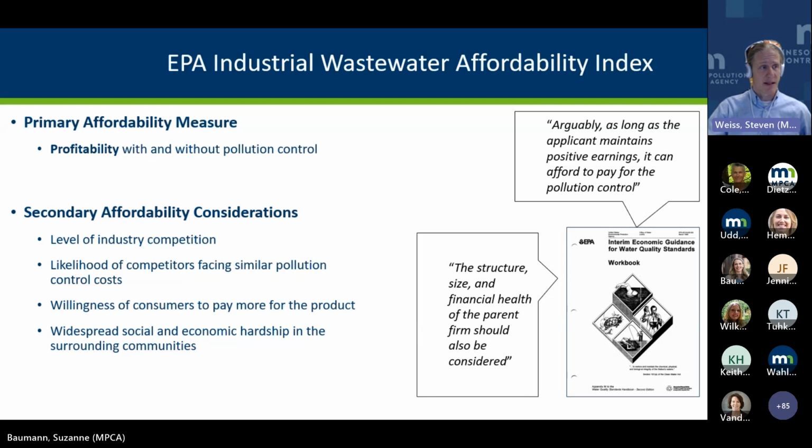We pulled a couple of quotes from the guidance manual to give you a window into some of EPA's insights. So, for example, it mentions, arguably, as long as the applicant maintains positive earnings, it can afford to pay for pollution control. Also mentions that the structure, size, and financial health of the parent firm should also be considered.